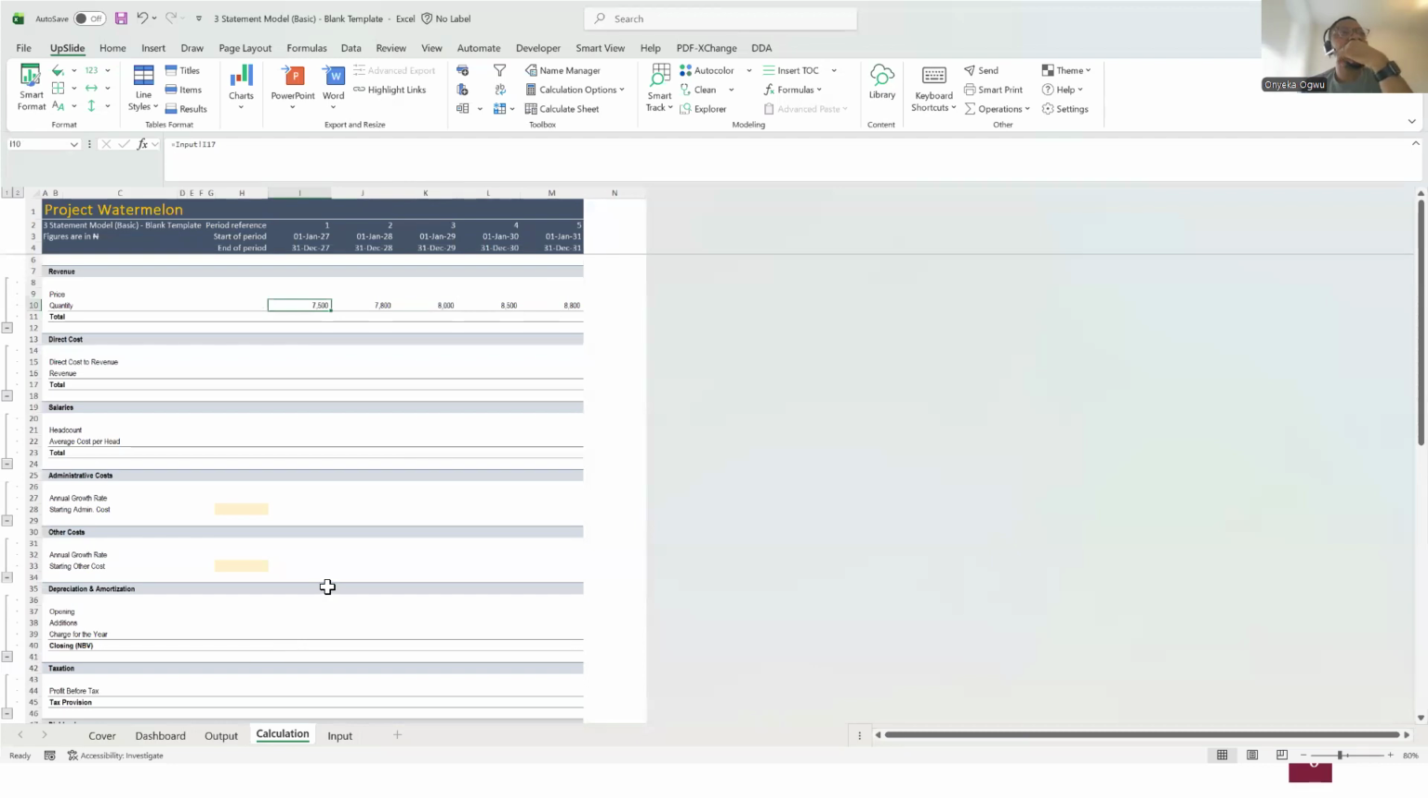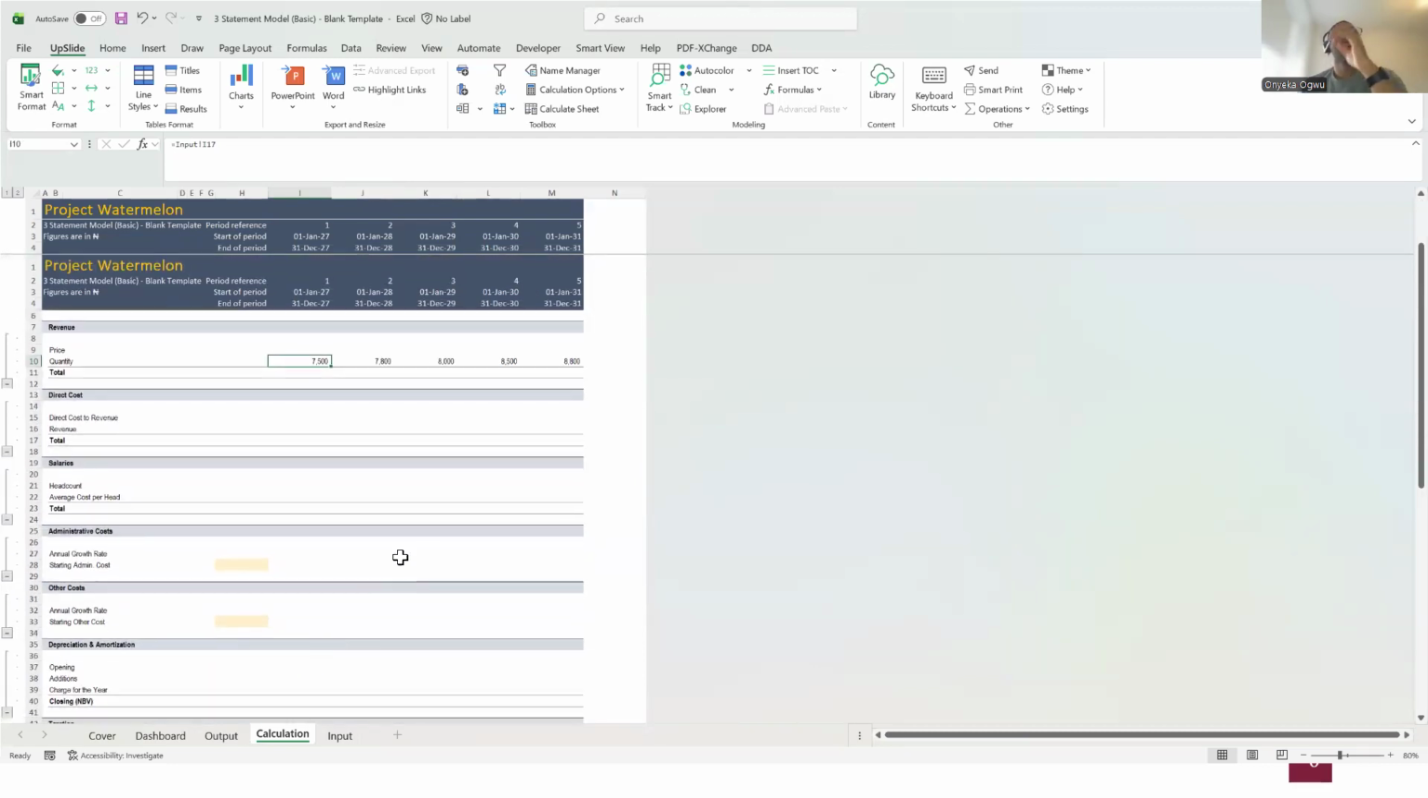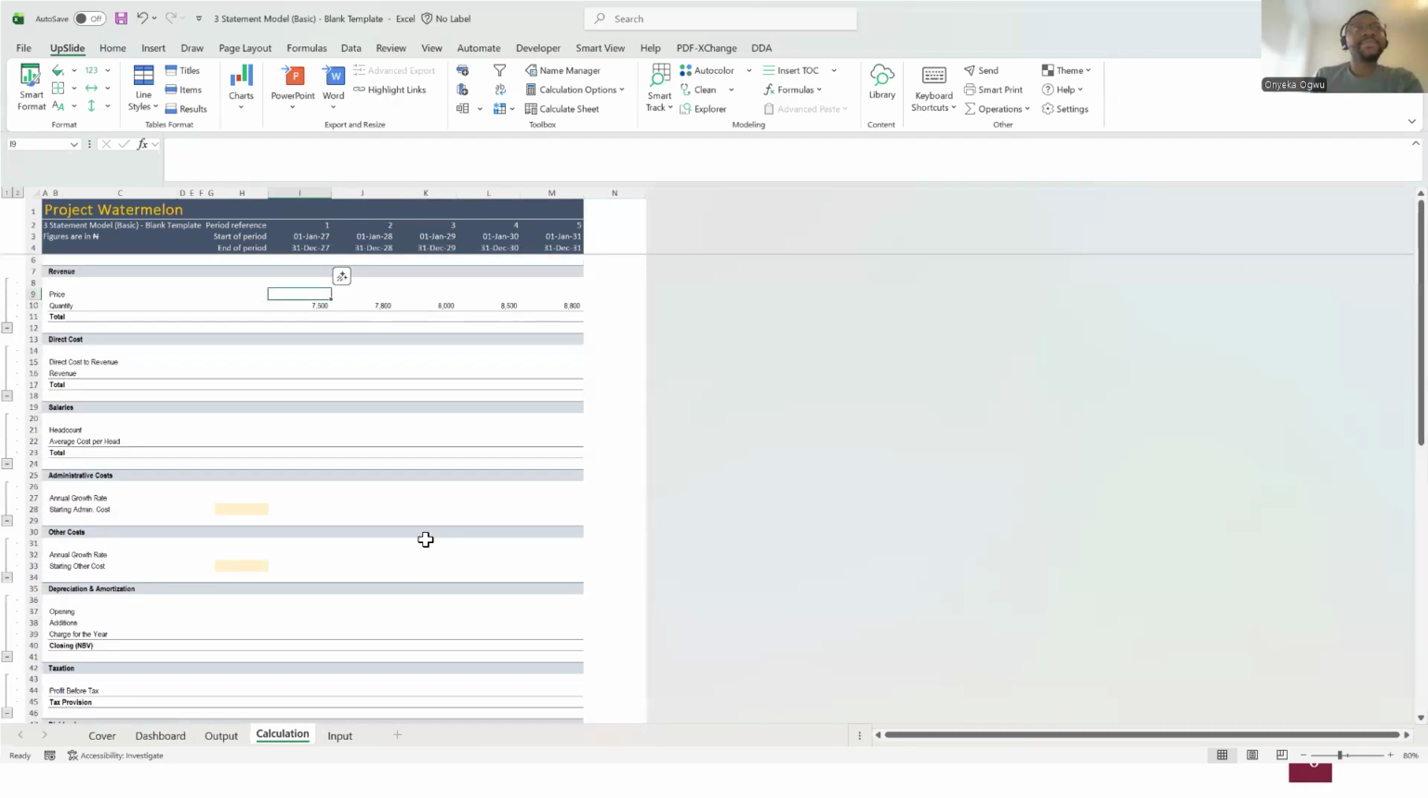Is it very clear? Yes, right? So now the next thing is price. Now, the best financial models are the ones that are very simple.